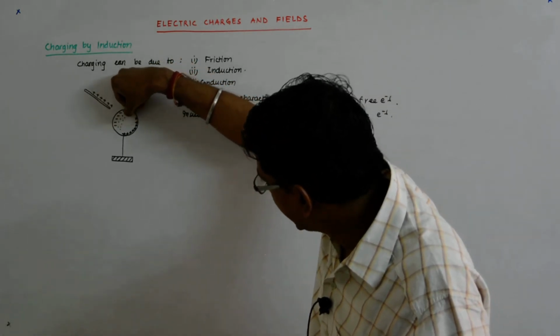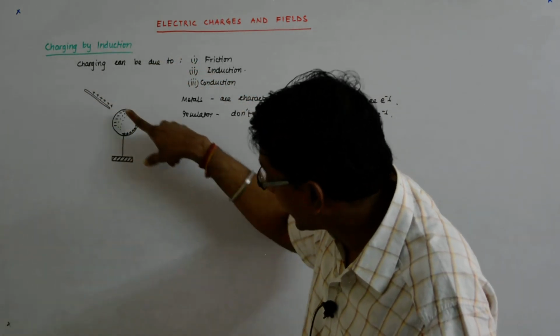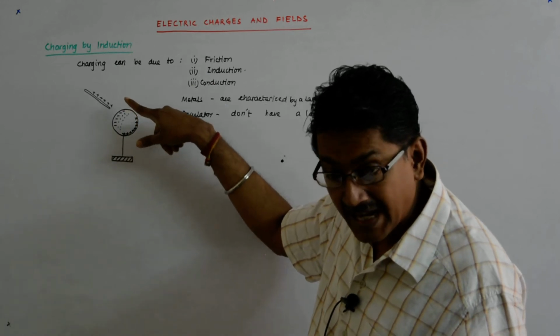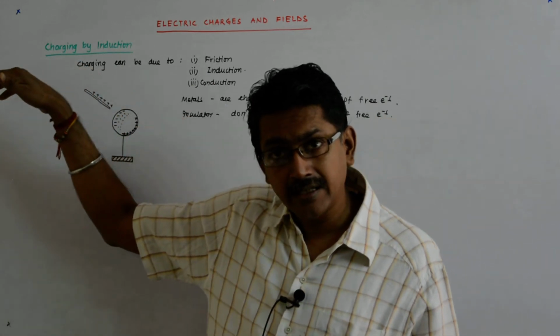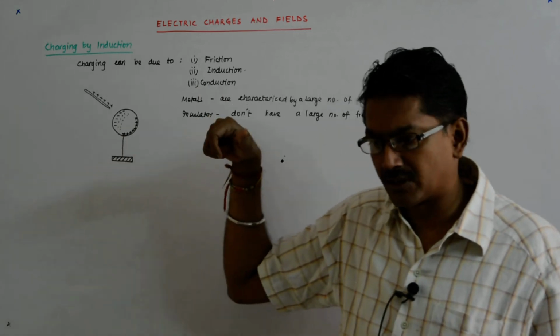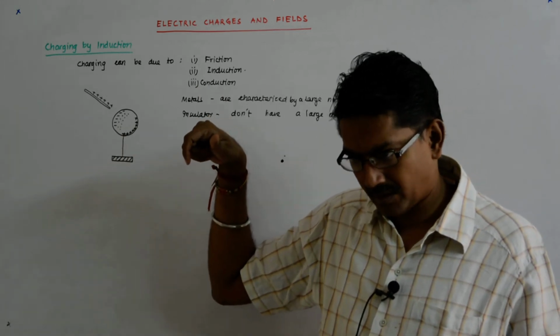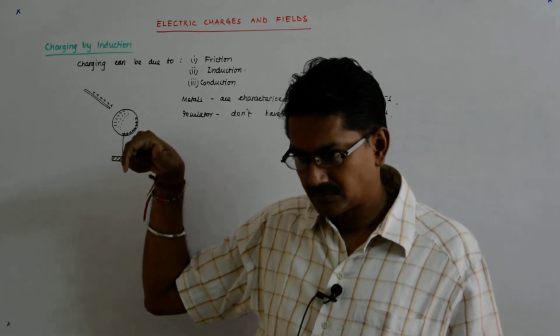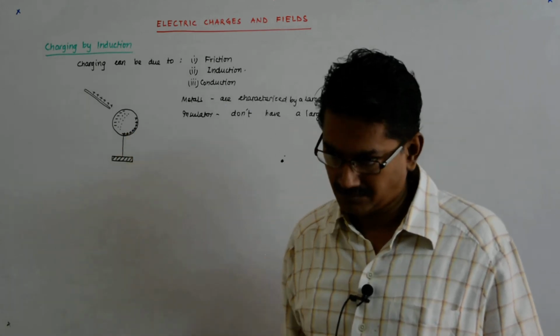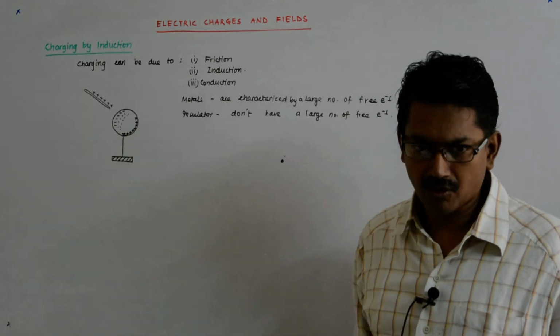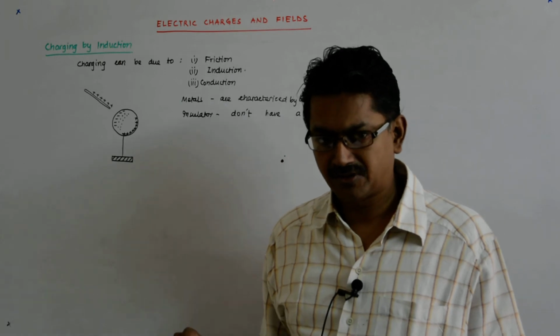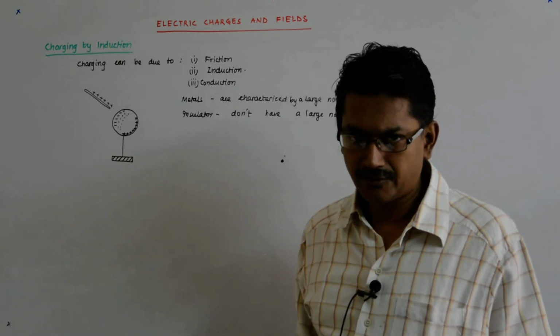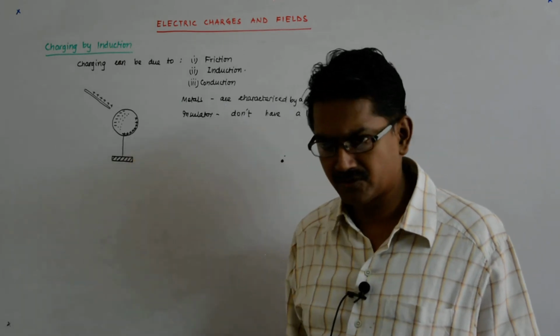Actually, the moment this happens, there is an electric field from here to there. That electric field has the tendency to pull back those electrons. So as soon as we remove the rod, it comes back to its original position.